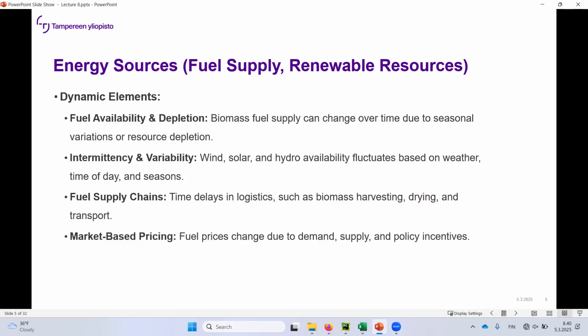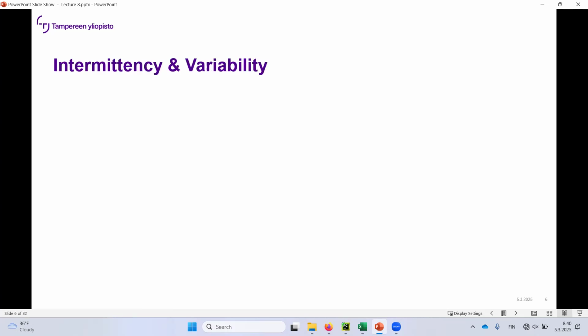And then market-based pricing. So the interaction of the consumption and the prices. So whenever you have more consumption, what's going to happen, you're more likely to deplete your fuel storages, and the availability is going to decrease. So it's going to affect the prices. And that's what's actually been happening in Finland with biomass recently.